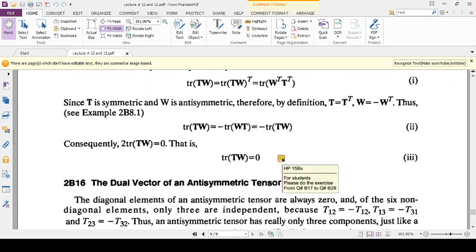So the exercise for this starts from question number B17 to question number B28.